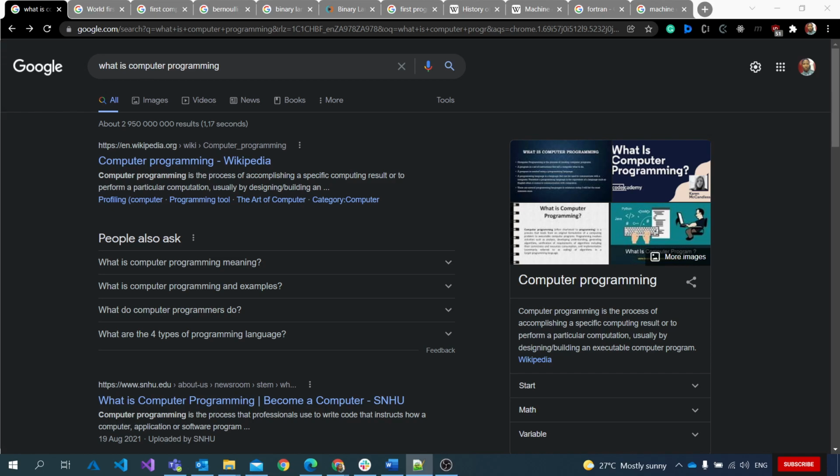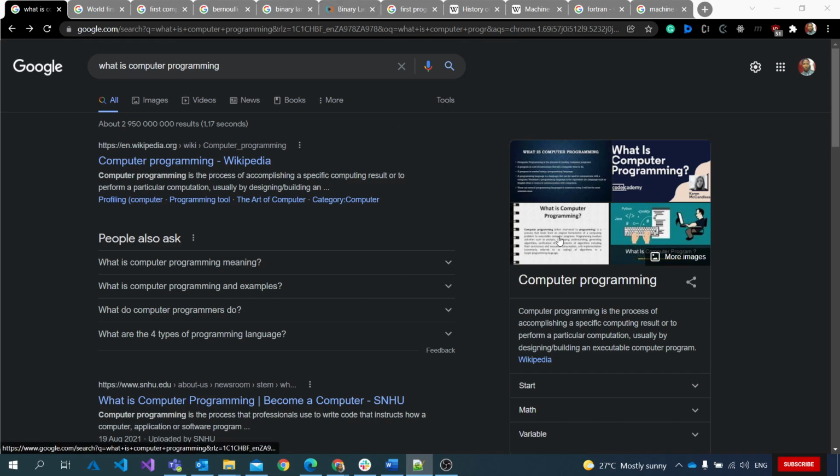Computer programming is the process of accomplishing a specific computing result or performing a particular computation, usually by designing or building an executable program. So that's what computer programming is. The keyword there is that computer programming is a process. What is involved in the process is analysis, developing understanding, generating algorithms, verification of requirements of an algorithm, and so on.